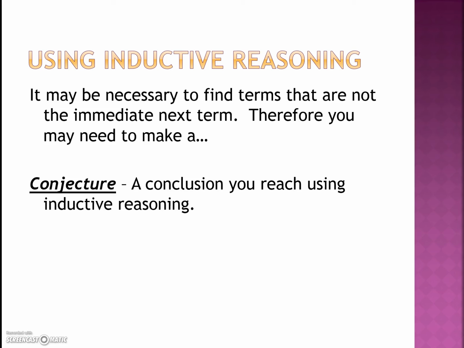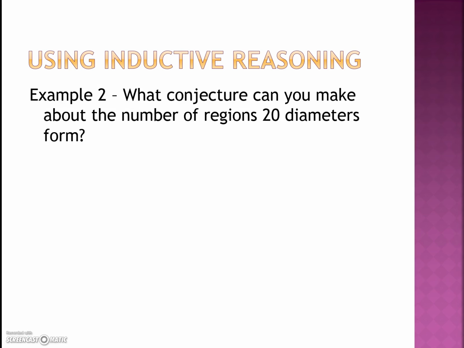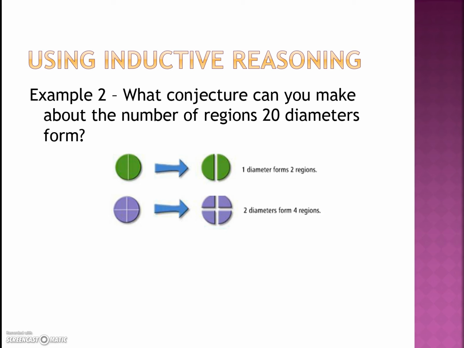Now, sometimes we have to find terms that are not the immediate next term, so it's a little more difficult. What we will do is make a conjecture, which is a conclusion that we get by using inductive reasoning. Let's look at this example. I want to make a conjecture about the number of regions 20 diameters might form. Let's see what happens with 1 diameter. If I put 1 diameter in there, it creates 2 different regions. Now let's increase from 1 diameter to 2 diameters, and I notice I have 4 different regions. So 1 diameter causes 2, and 2 causes 4.